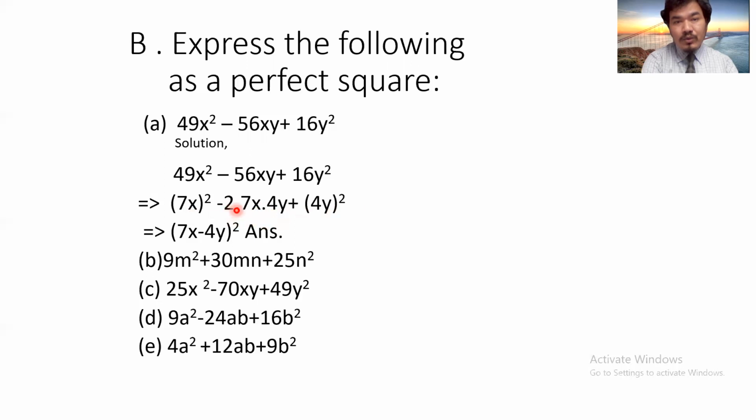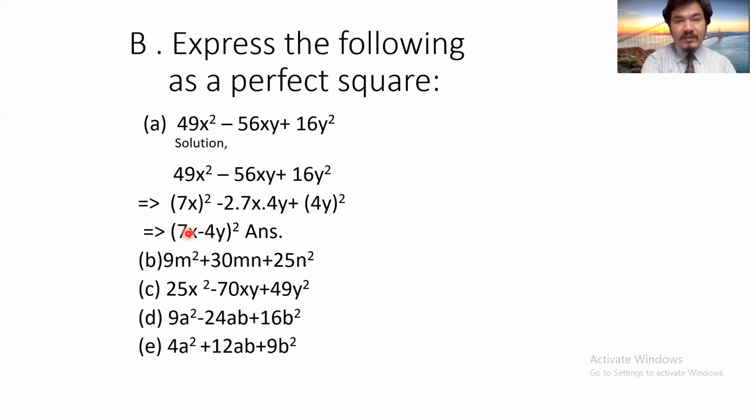2 into a means 7x there, into b means 4y. Here we are filling this 2 from the formula, and this 7x from the first bracket, and this 4y from the last bracket, because it is in the form of b square. Now you can check it, look, this is a square minus 2ab plus b square. That's why this is the formula of a minus b whole square, okay.